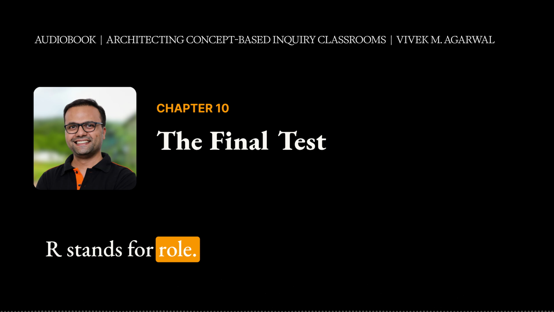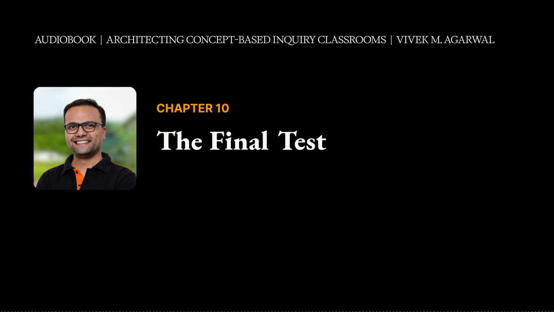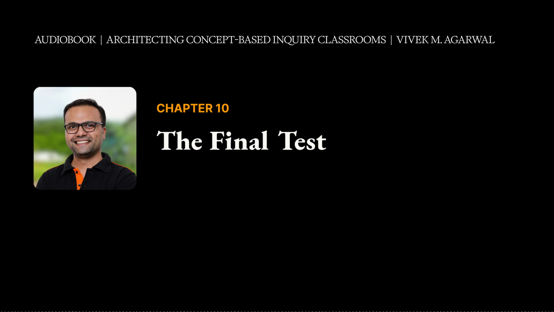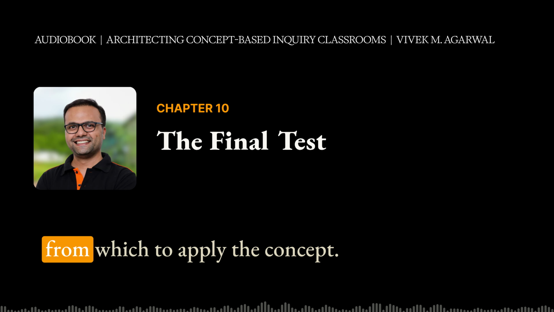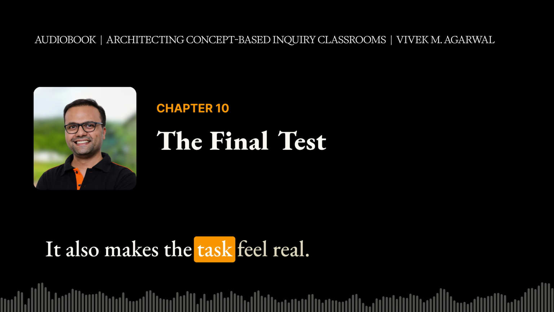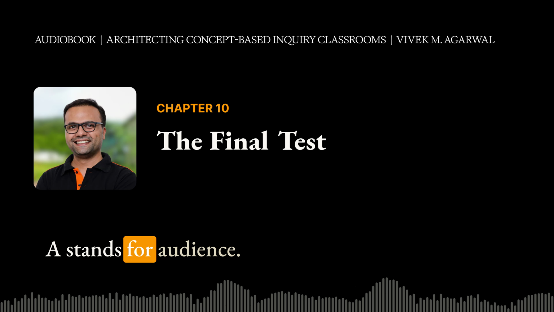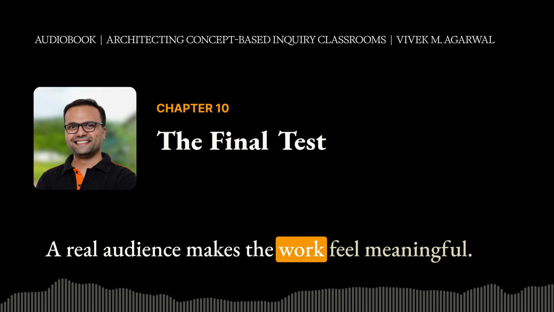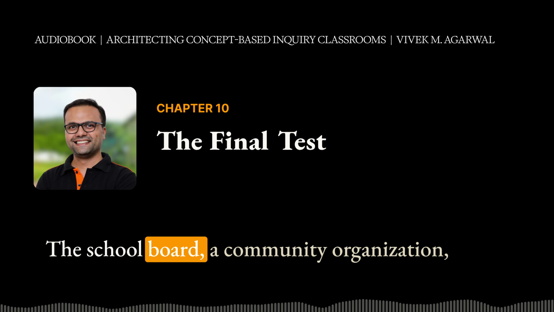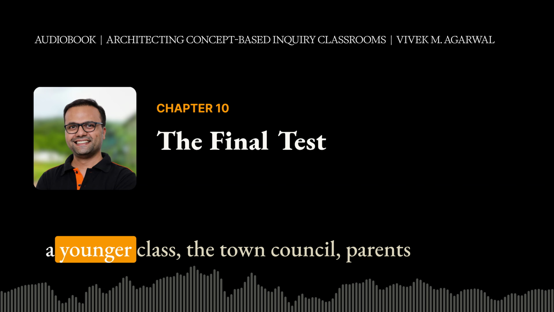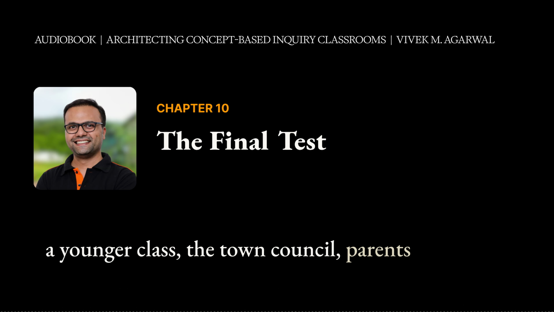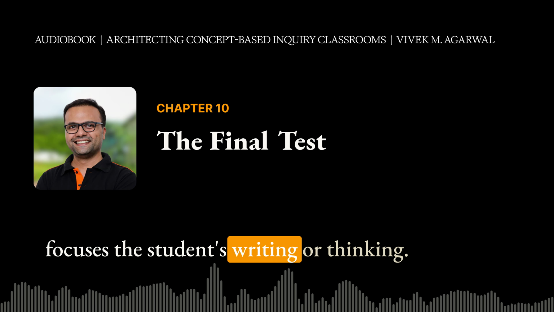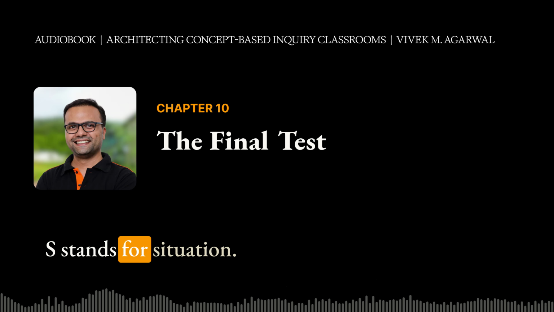R stands for role. What role does the student play? Are they an engineer, an economist, a journalist, a scientist, a civic activist? The role gives the student a perspective from which to apply the concept. It also makes the task feel real. A stands for audience. Who will receive the work? A real audience makes the work feel meaningful. The school board, a community organization, a younger class, the town council, parents. Even a fictional audience, if specified clearly, focuses the student's writing or thinking. S stands for situation.